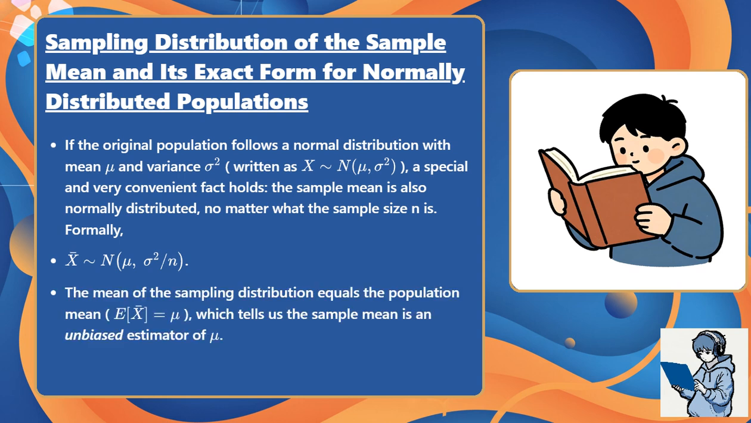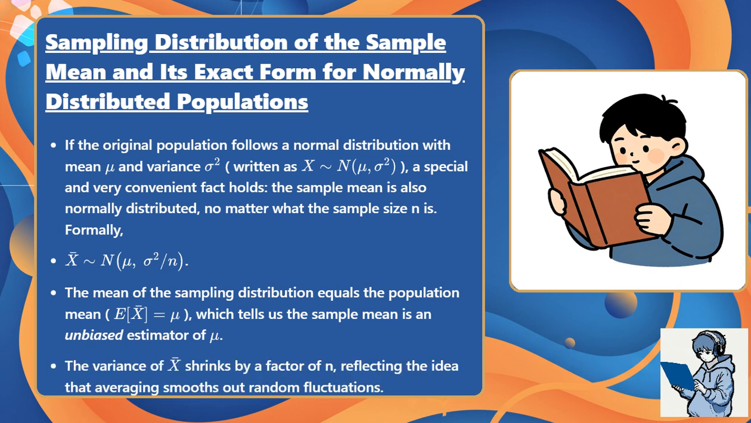The mean of the sampling distribution equals the population mean. E of x bar equals mu, which tells us the sample mean is an unbiased estimator of mu. The variance of x bar shrinks by a factor of n, reflecting the idea that averaging smooths out random fluctuations.